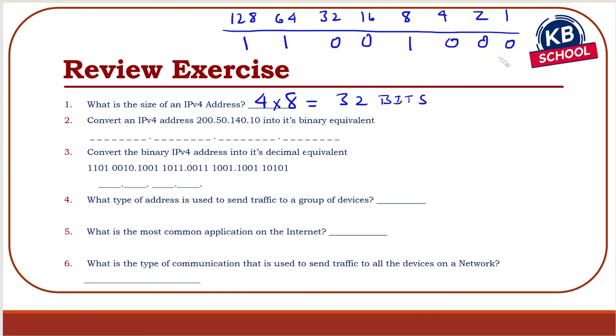That's one way of doing it. So I would write it over here as 1100 1000. That is your 200. Now the next one is 50. So how would I write 50?